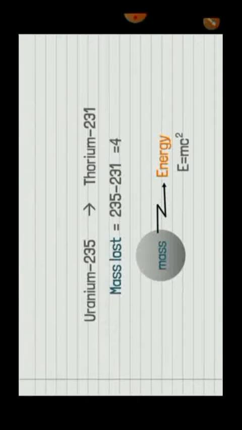Now, uranium 235 is converted into thorium 231. So a total of 4 unit mass is lost. Okay, so here the sum of mass and energy will be constant.